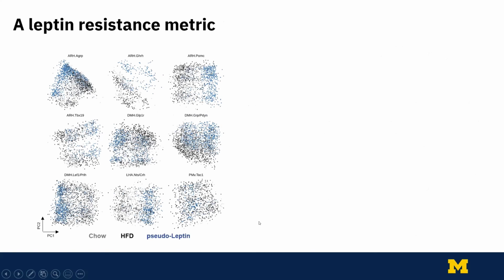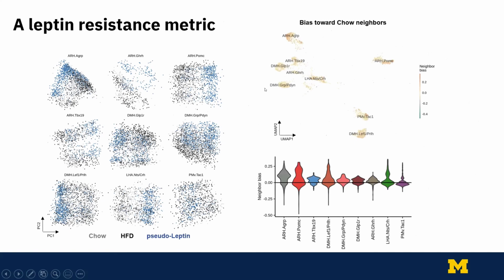We can then take this approach to generate a quantitative measure of leptin resistance by asking how similar high-fat diet cells are to these pseudo-leptin cells, these generated leptin cells, versus these chow cells. And what we found is that across the board, most high-fat diet cells are more similar to chow than they are to pseudo-leptin treatment. It's not exactly surprising, because you would expect chronic leptin is different from acute leptin. But we can use this to quantify how leptin resistant these cells are.